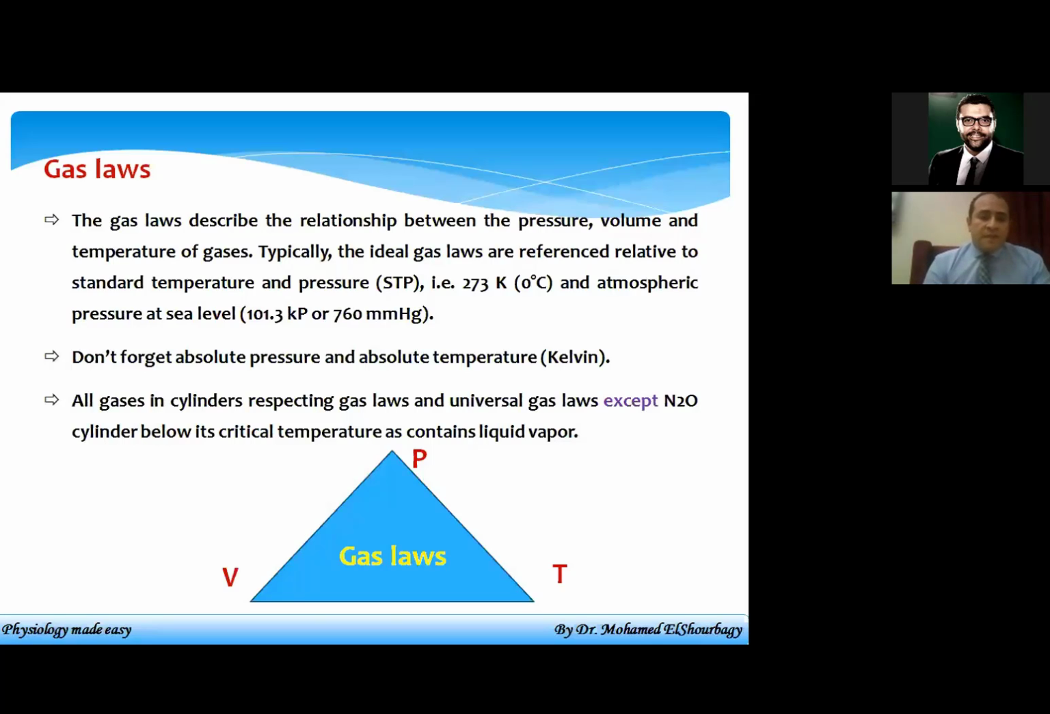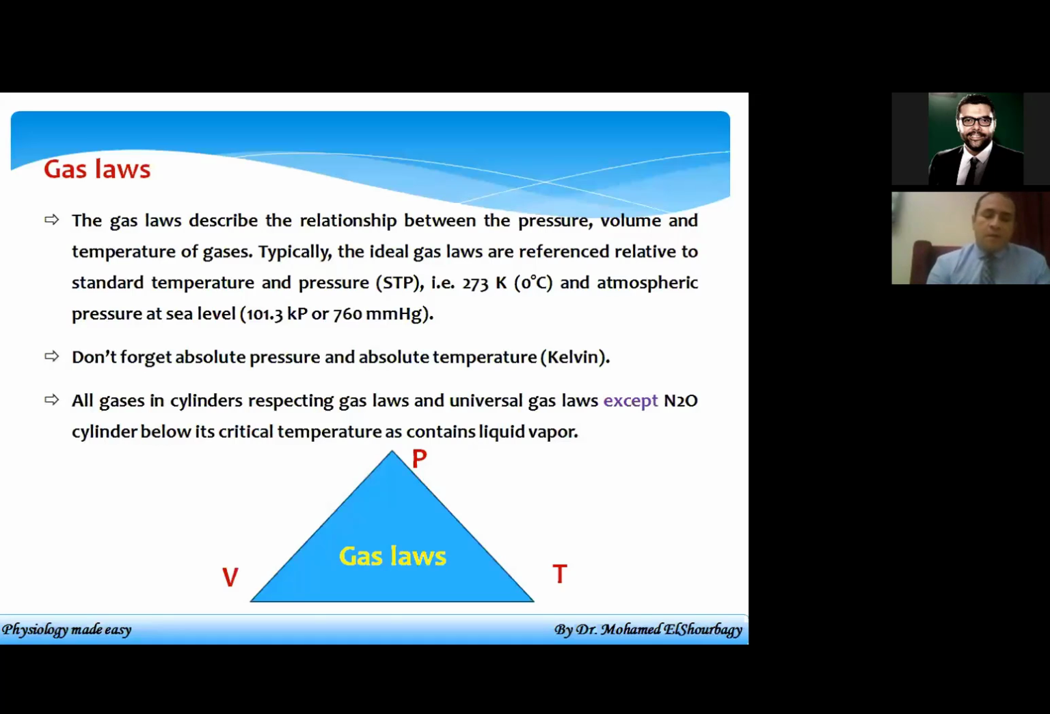All gases in a cylinder will respect the universal gas laws except nitrous oxide and also the CO2 cylinder, because below its critical temperature they will contain liquid and vapor. Remember that CO2 is the same as nitrous for critical temperature and critical pressure. So a CO2 cylinder below its critical temperature will also contain liquid and vapor. So all gases in a cylinder will respect the gas laws except nitrous and CO2 below their critical temperature.